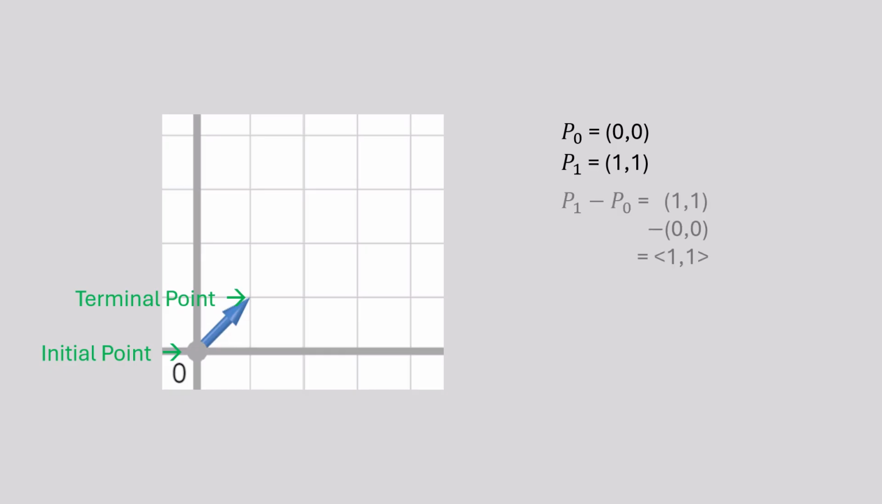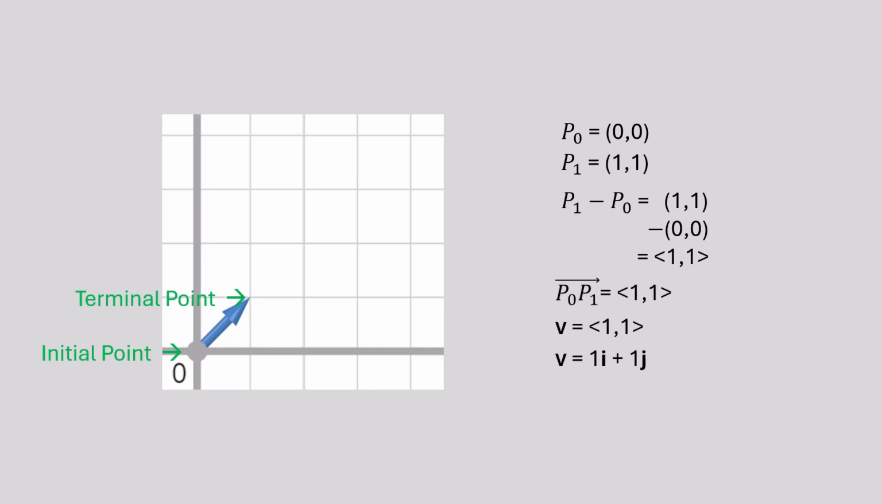This blue arrow is a vector. It has a starting point called the initial point and an ending point called the terminal point. I'm going to label them P0 and P1. To create a vector, we're going to subtract the initial point from the terminal point. You could think of this like component subtraction. We're subtracting the x components and y components separately.